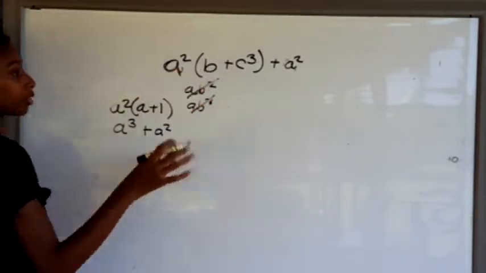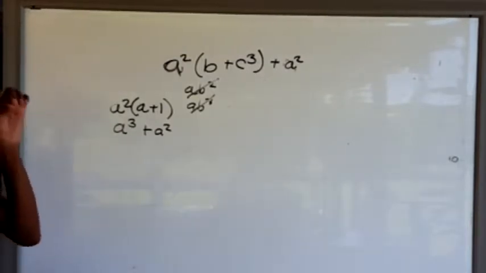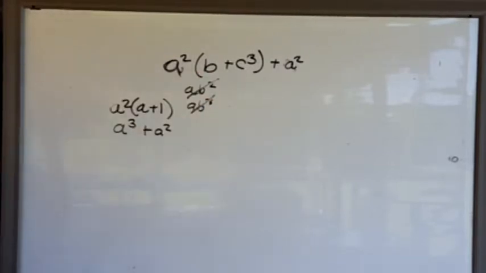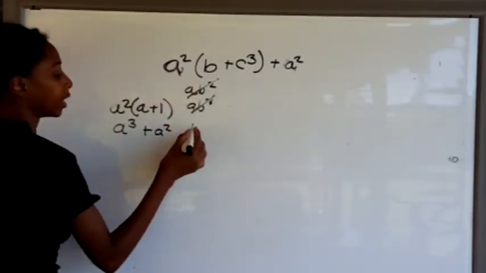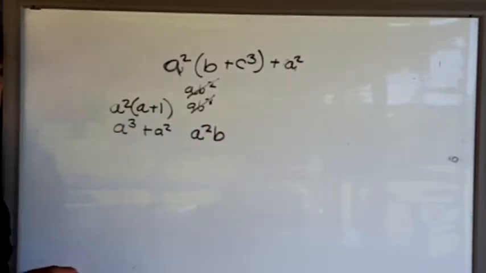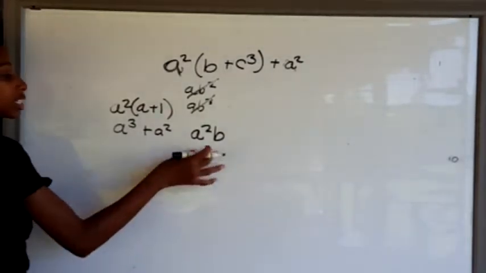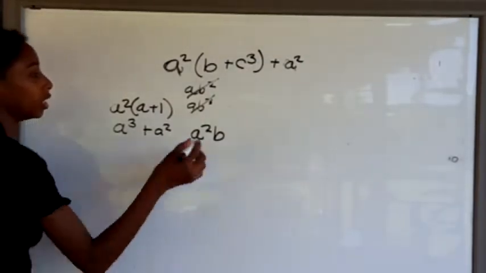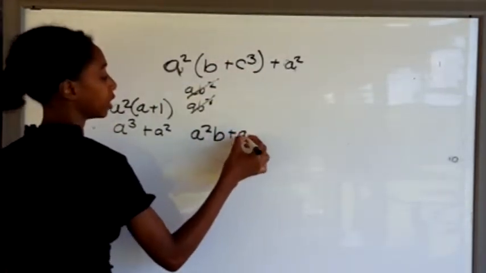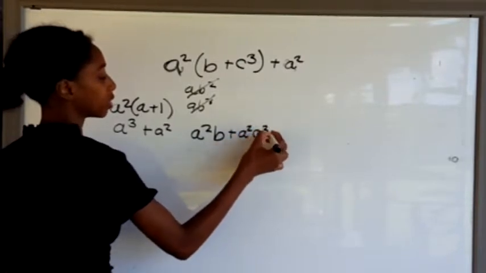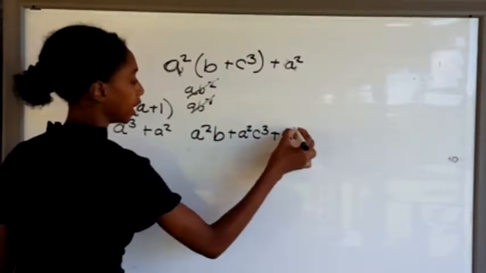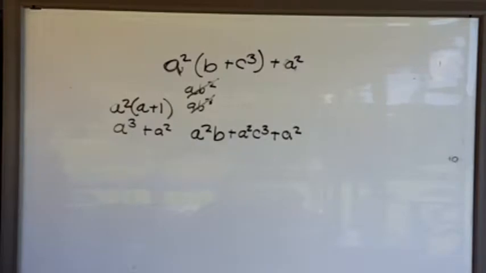Since you're multiplying, you have to think about what you're doing. We're multiplying this variable by this variable, so we'll rewrite that as a squared times b, which is exactly what we're saying. Remember, anything touching equals multiplication. It will be the same here. A squared times positive c cubed will be positive a squared c cubed. And then we bring down our positive a squared. That will be our simplified expression.